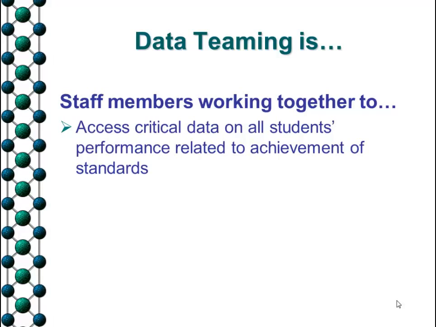Data teaming is when staff members are able to work together, and in order to do that, they need to be able to access critical data on all students and their performance related to achievement of standards. And while access is still an issue that we all are working on, it is important that the teachers who are devising the plans and implementing them have access to the data.